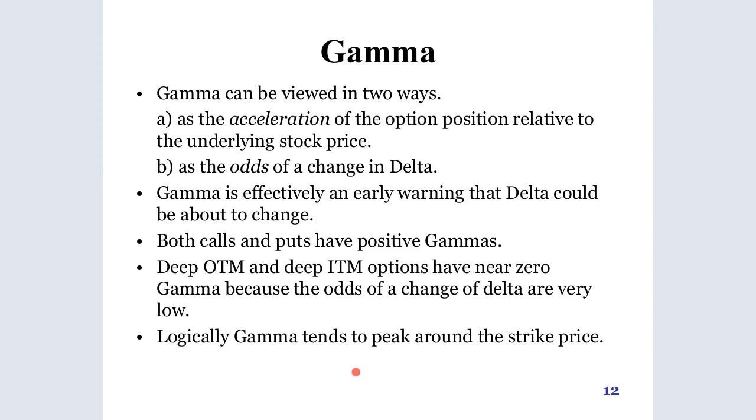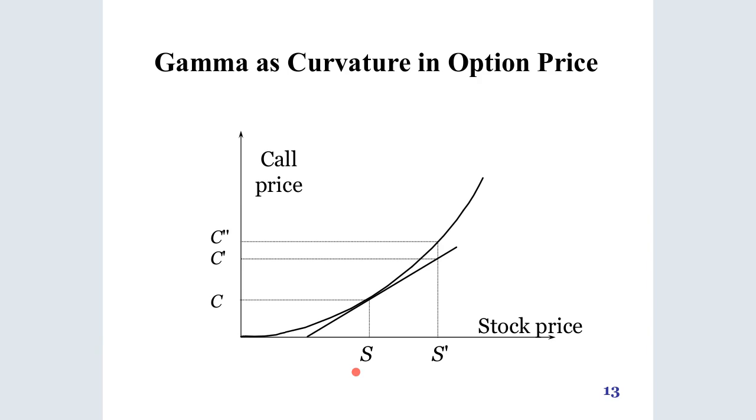And therefore, for all practical purposes, gamma tends to peak around the strike price. So if it's an ATM option, gamma tends to be very high. As it becomes deeply in the money or deeply out of the money, gamma tends to go down to zero. So this is the graph that we can follow.